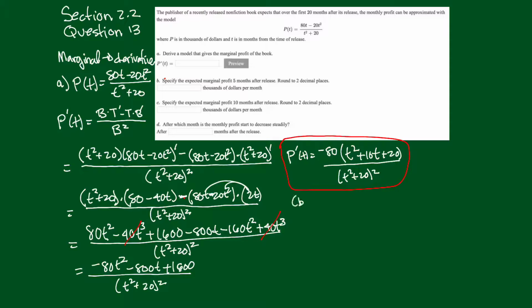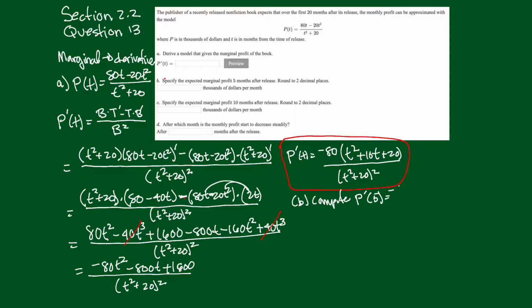Now, for part B, what are we looking for? Specify the expected marginal profit 5 months after release. So we want to compute the marginal profit right here when t is equal to 5. So I'm just going to put a 5 in there. What I'm looking for is this: compute P prime of 5.